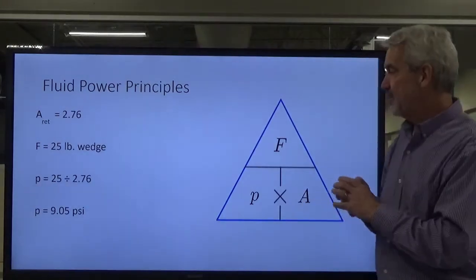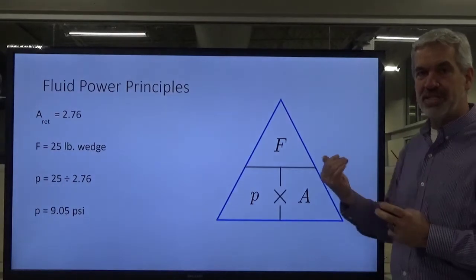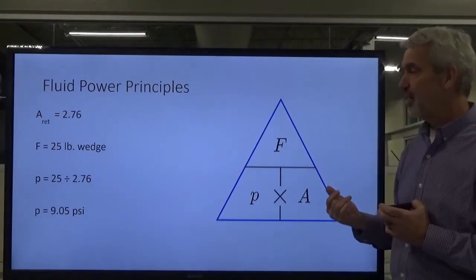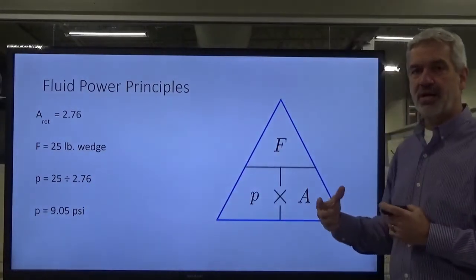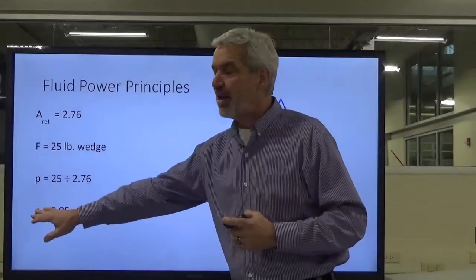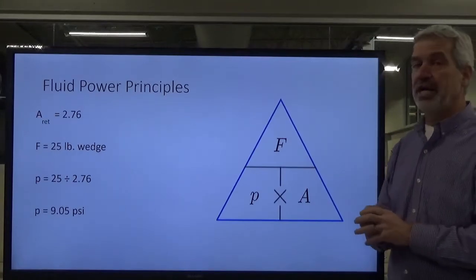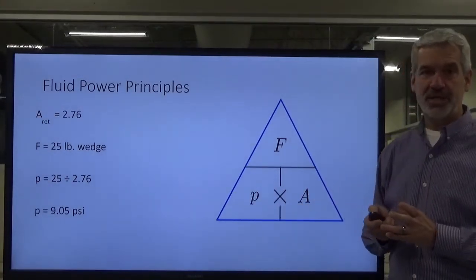Now we still have the same 25-pound wedge that we're trying to move. This time we're trying to pull it. We're actually trying to pull it with less surface area. So 25 divided by 2.76, the area on the retract side, and we're going to need our pump to put out a minimum of 9.05 pounds per square inch in order to retract that 25-pound wedge with the 2-inch cylinder.